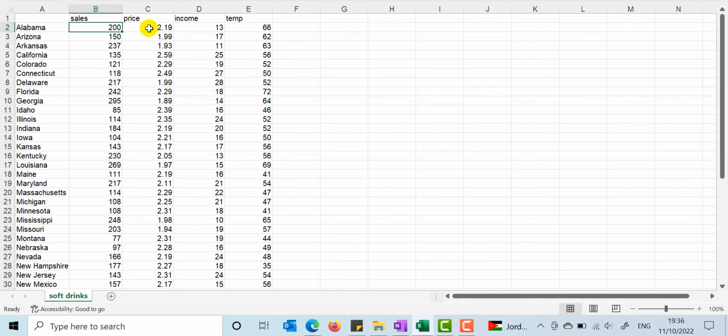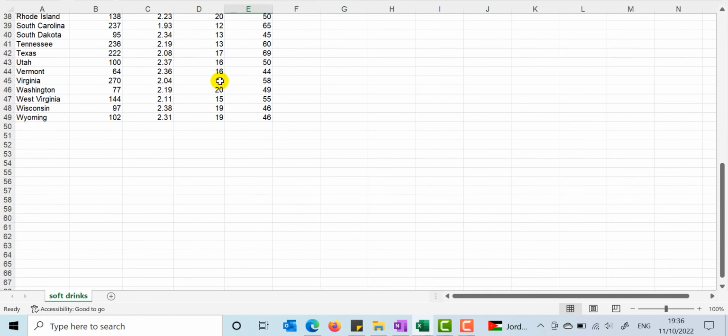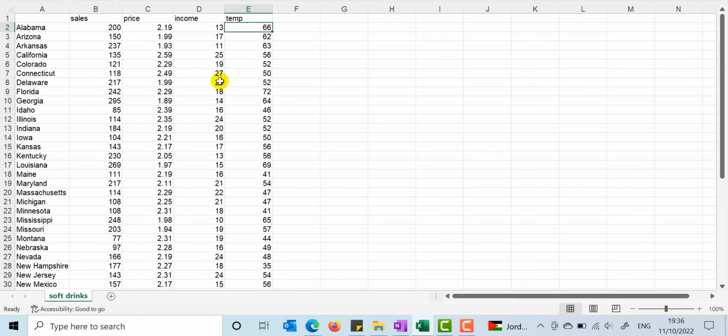Okay, so the price is given per unit. Income is income per capita in thousands again. So for example, in Alabama, when the data was collected, the average income per capita was $13,000 a year. Now, the temp column shows us the average temperature in Alabama. So this is for each of the 48 states listed here. Now, we would like to estimate a demand equation from this data.